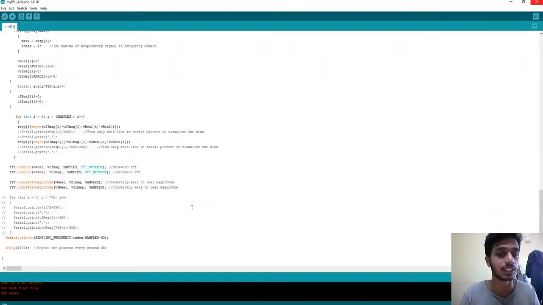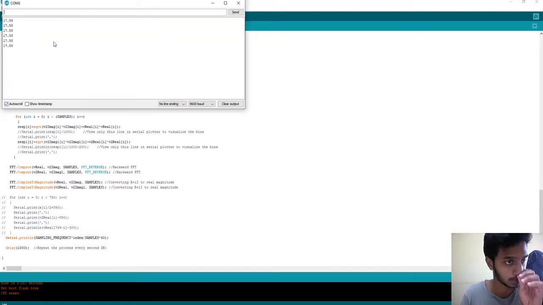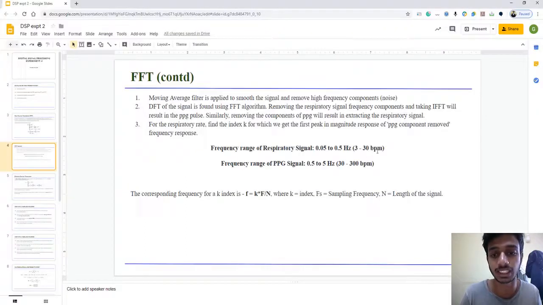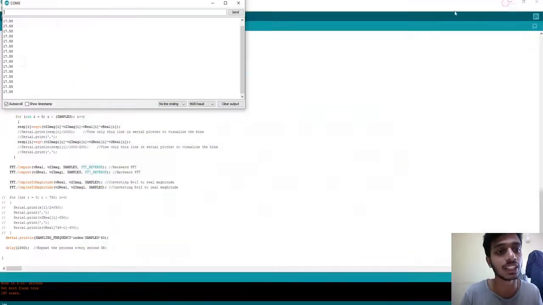So now let's find the beats per minute of this respiratory signal using this one as 60 into fs into index by the number of samples. So cool. The beats per minute we have obtained is nearly 18, which pretty much lies in this range. And the frequency is somewhere between 0.05 and 0.2. So, we have pretty much efficiently computed the respiratory rate from a given noisy PPG signal. Kudos to us.